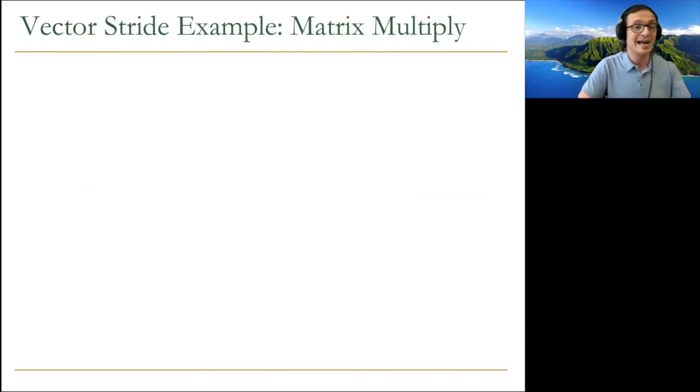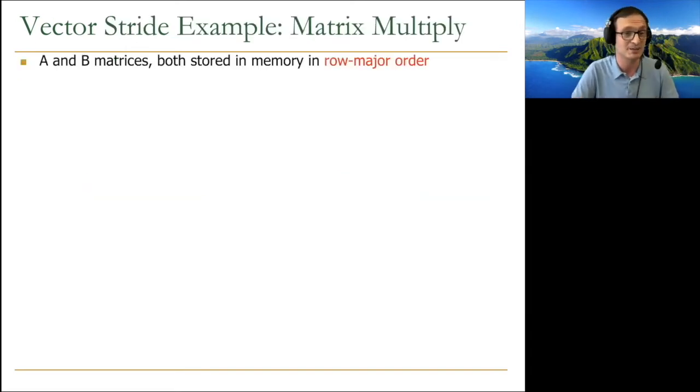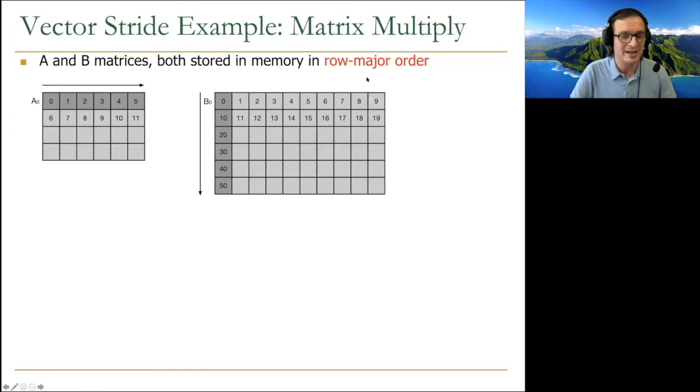That's why let's take a look at a vector stride example from matrix multiplication. Let's assume we have A and B matrices, both stored in memory in row major order. Have people learned about row major versus column major orders? Okay, no. You will see it. Basically, row major order means that consecutive elements in a row are in consecutive locations in memory. It's very simple.